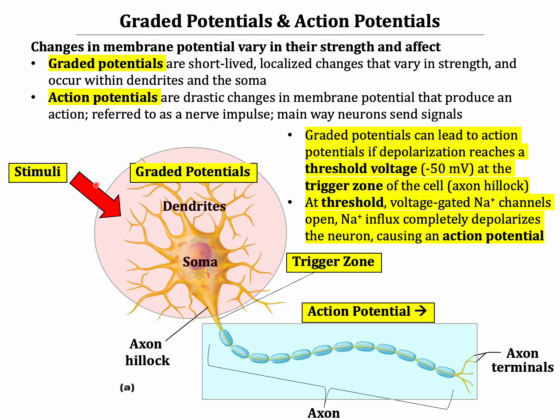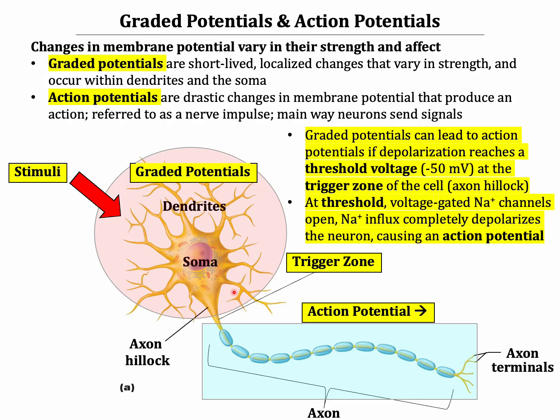So when a stimulus is being applied, say touch onto a touch sensory receptor, the changes in membrane potential first occur in the dendrites and the soma. That potential is graded, meaning it's short-lived, localized, it can vary significantly in its strength, and it's reversible. So it's just isolated to this area. If the stimulus is strong enough, if you really press down on that touch receptor, the depolarization may reach this trigger zone. At that trigger zone, if depolarization occurs, an action potential is generated.